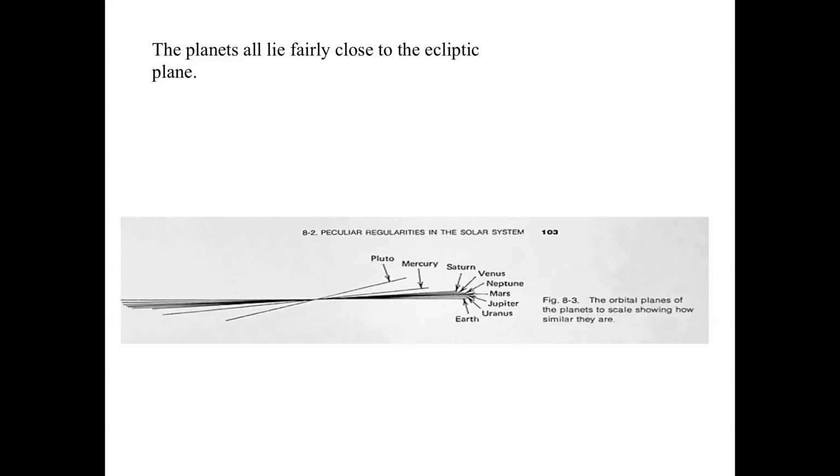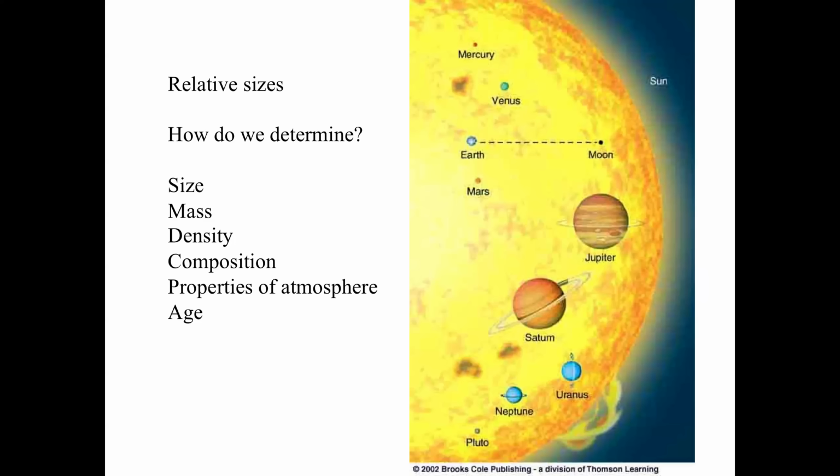The planets all lie fairly close to the ecliptic plane, that is, the plane in which the Earth moves around the Sun. The tilts of the orbits are only a few degrees, the major outliers being Mercury, which is closest to the Sun, and of course Pluto, which we don't count anymore, this being a fairly old illustration.